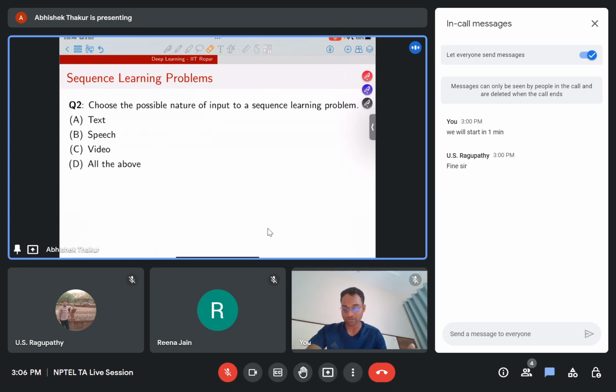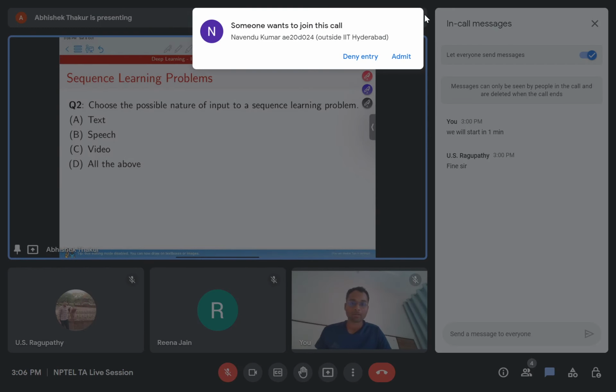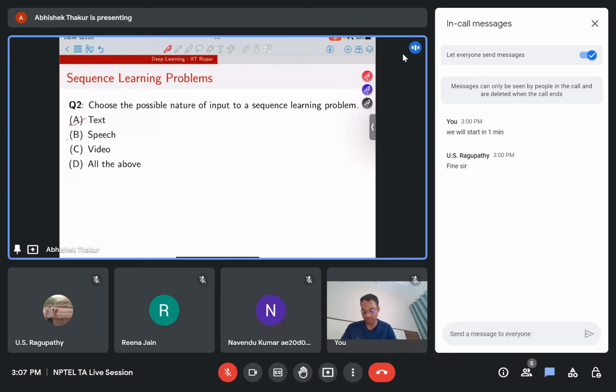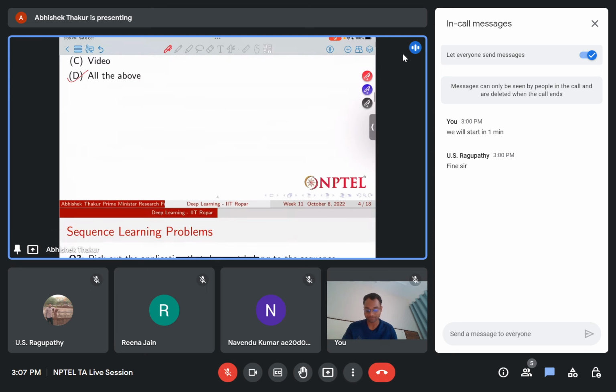The second question is also based on sequential learning problems. The question is: choose the possible nature of input to a sequence learning problem. We have to see which inputs are dependent on each other and do not have a fixed size. Text is one of them, speech is also one of them, and video is also one of them. So for this question, all of the above options are correct. Option D is the correct answer. These are all very basic and simple theoretical questions.